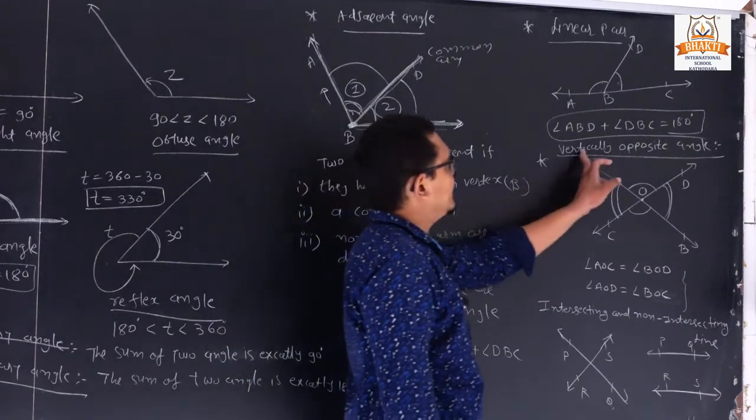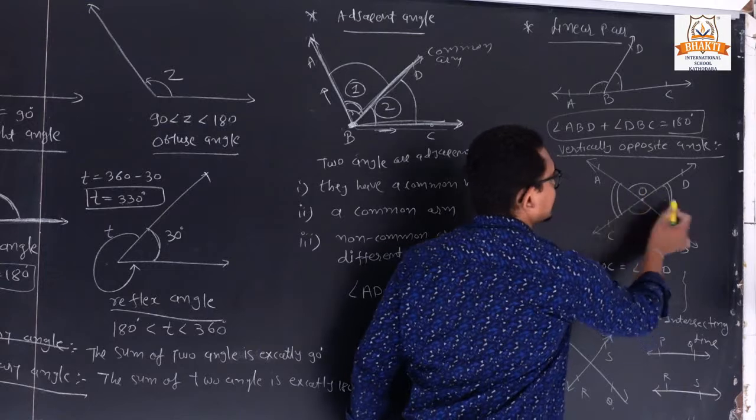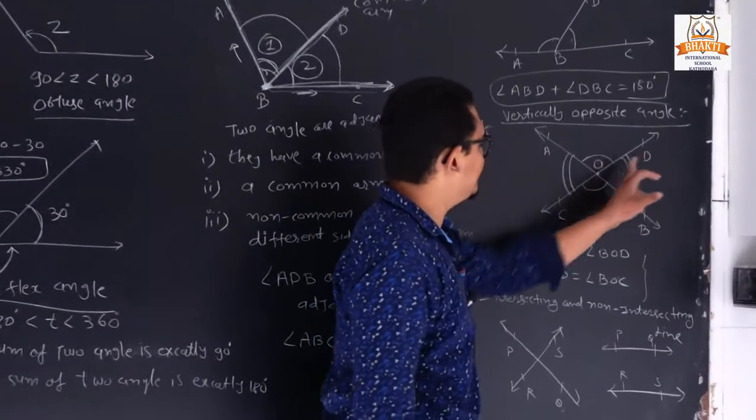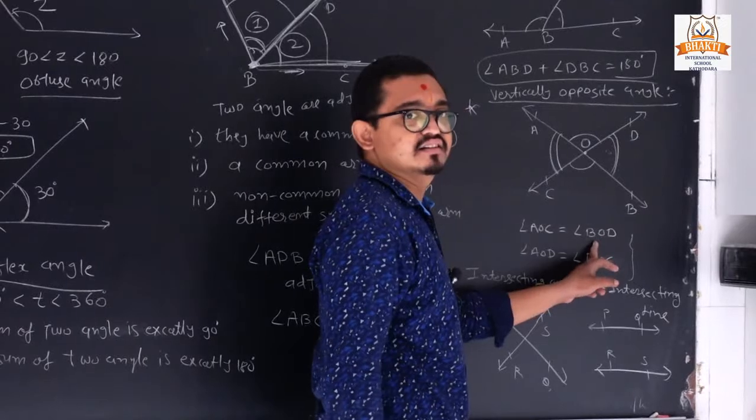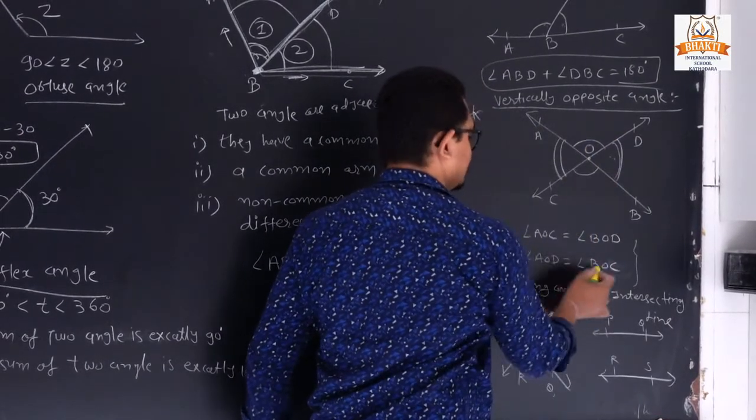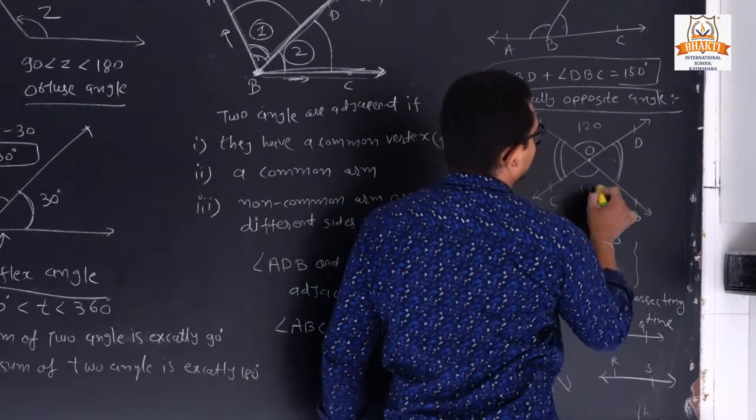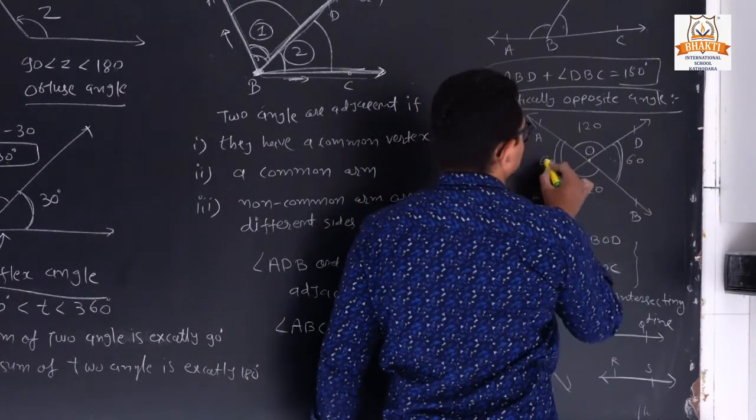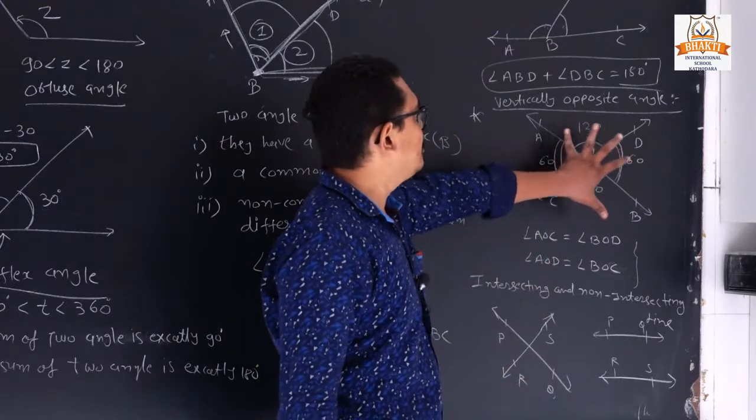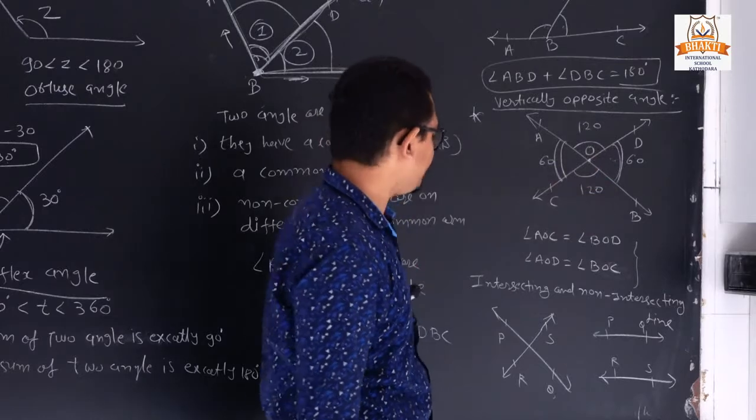Now next, vertically opposite angle. These both are vertically opposite to each other. See that AOC and BOD are vertically opposite. Same, AOD and BOC is once again a vertically opposite angle. If it is 120, this is also 120, and if it is 60, this is also 60. Clear? So it means vertically opposite angles are the same from both sides.